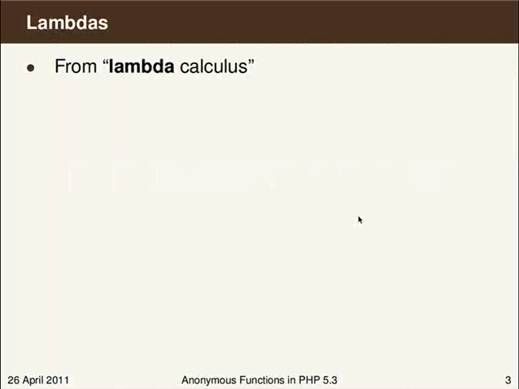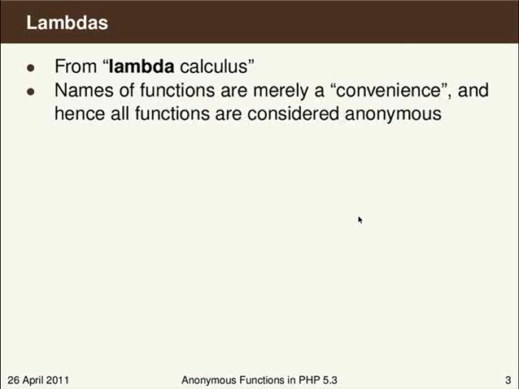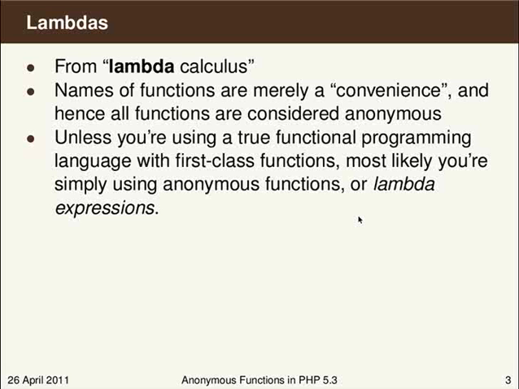So to start off with, we'll talk about lambdas, and they come from a type of mathematics called lambda calculus. Within lambda calculus, the names of functions are merely a convenience, and as such, all functions are actually considered anonymous. The idea is that you should be able to sling them around or chain them together and not have to worry about what they're named. You just use them. You'll see these typically in true functional programming languages like Haskell, F#, OCaml, and that sort of thing, where functions are actually first-class citizens of the language.